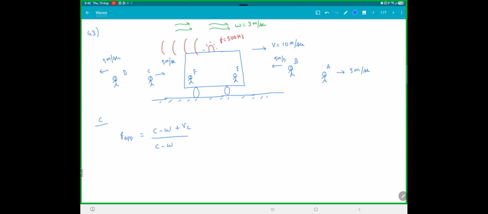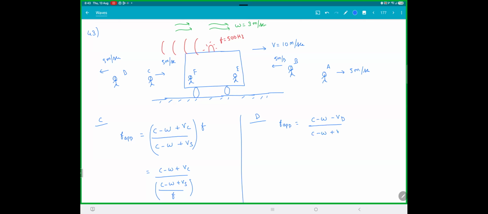C minus W. What is the source trying to do? Source is trying to run away from the observer, so frequency should decrease. But it's in the denominator, plus Vs into F. That's how you always see. That is how you get plus and minus signs. What about D? C minus W minus Vd by C minus W plus Vs into F.